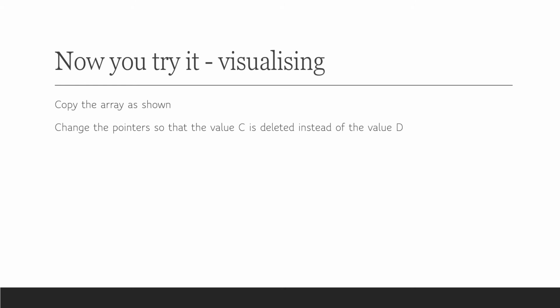So first you can have a quick go visualizing it. Draw the array that we started with and show how you would change it to make it skip over D. If you want to quickly do that, pause the video. I'll show you the answer on the next screen.